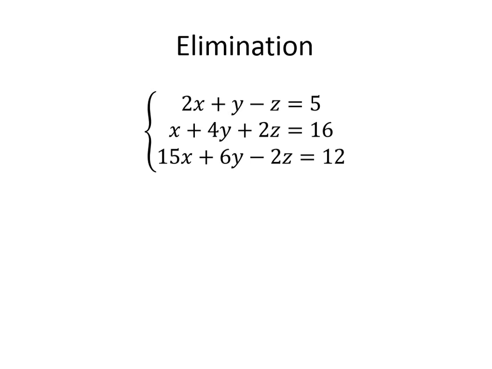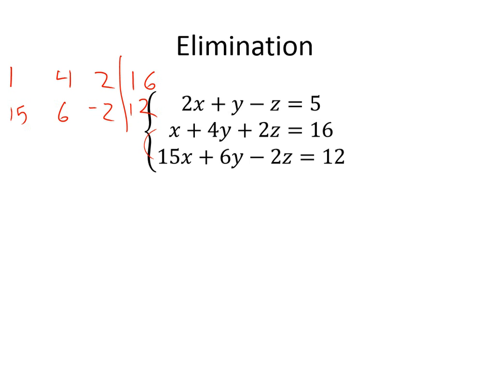And so what we're going to do here is use the elimination method, and we're just going to work with two equations at a time. Okay. So to start with this one, we're going to use the bottom two. All I'm going to write here is just the coefficients. So it's 1, 4, 2, 16, and then 15, 6, negative 2, 12. Okay, this is just how I have it set up, just so it's less writing.